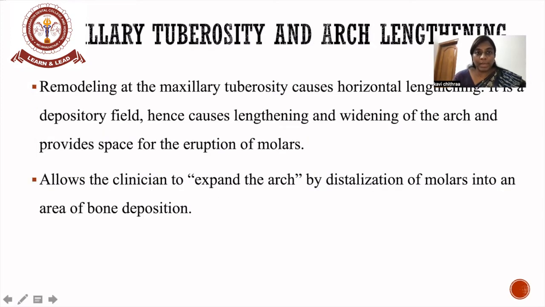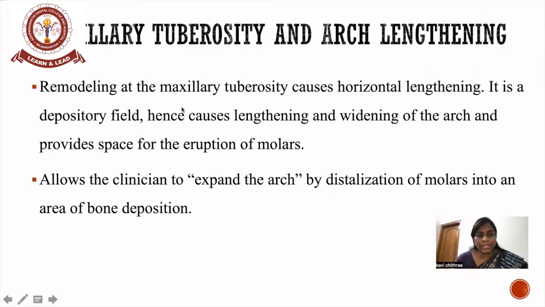The next is maxillary tuberosity and arch lengthening. The remodeling at the maxillary tuberosity, which occurs at the posterior region, causes horizontal lengthening. It is a depository field and it causes lengthening and widening of the arch, which provides space for the eruption of the molars. The clinical significance of this is that we can expand the arch by distalization of the molars into the area of bony deposition.